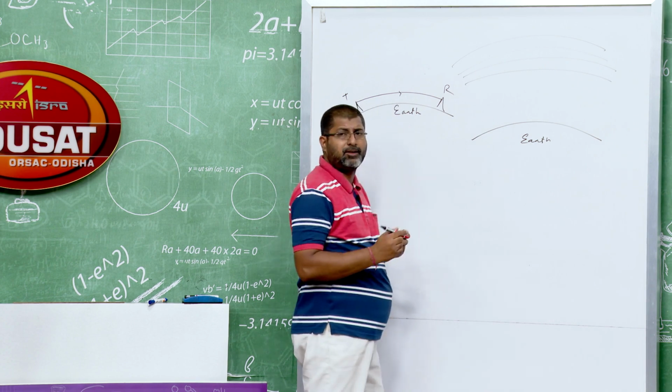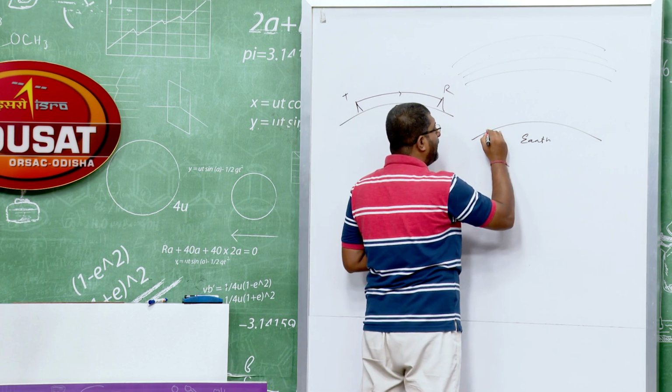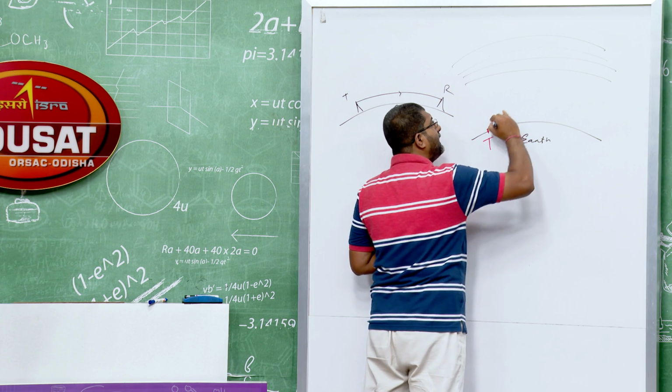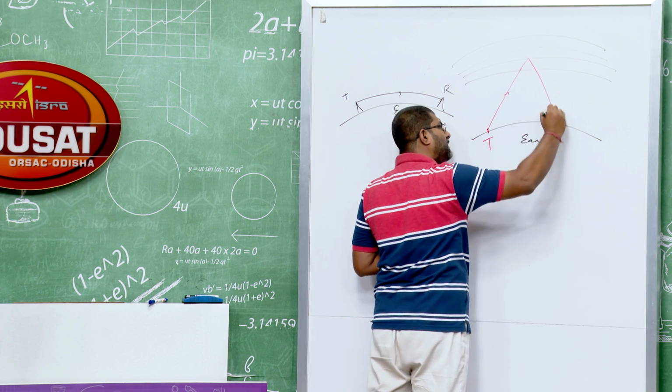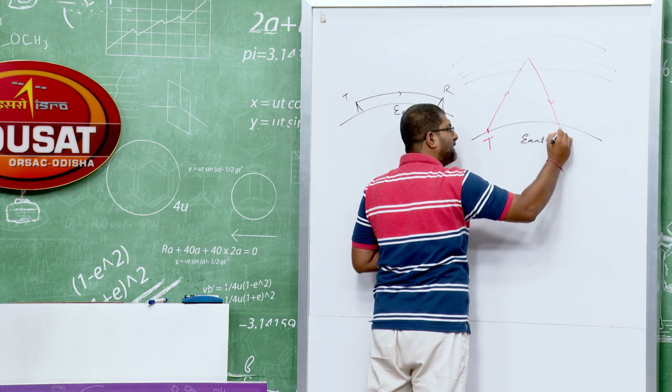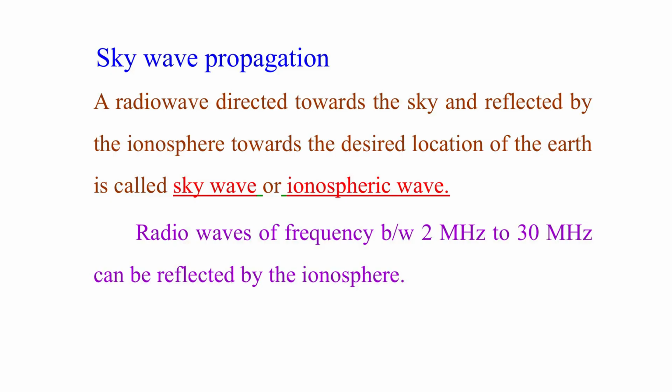So, here what occurs is that from a transmitting point, a radio wave is sent and from one of the layers of the ionosphere it returns back to the receiving point. This is called skywave propagation. A radio wave directed towards the sky and reflected by the ionosphere towards the desired location of earth is called skywave, and such type of propagation is called skywave propagation or ionospheric propagation.